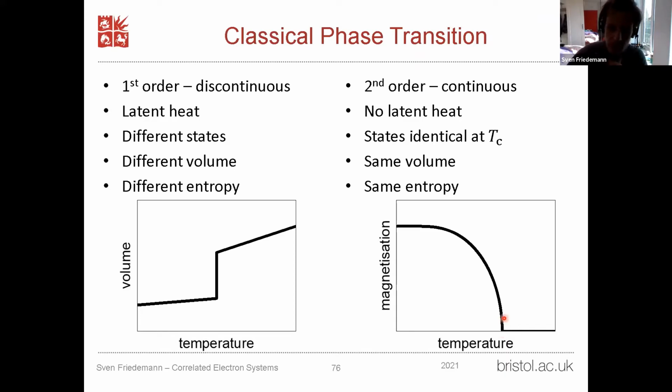The minute you go only a small amount below the transition temperature, of course, the magnetization starts to rise to a finite value. But the zero magnetization is still a solution of the ordered state right at the transition temperature. That means the states are really identical, and it's only energetic. We'll look at the energy gain from the ordered state in a minute. Volume and entropy, being first derivatives, of course, have to be continuous and hence be the same right at Tc for the ordered and disordered state.